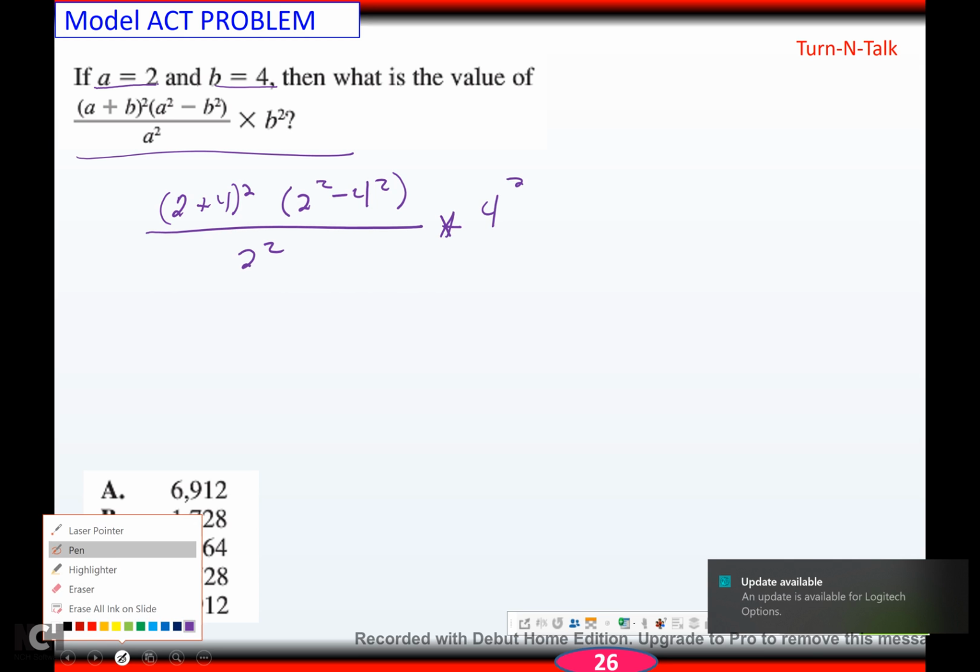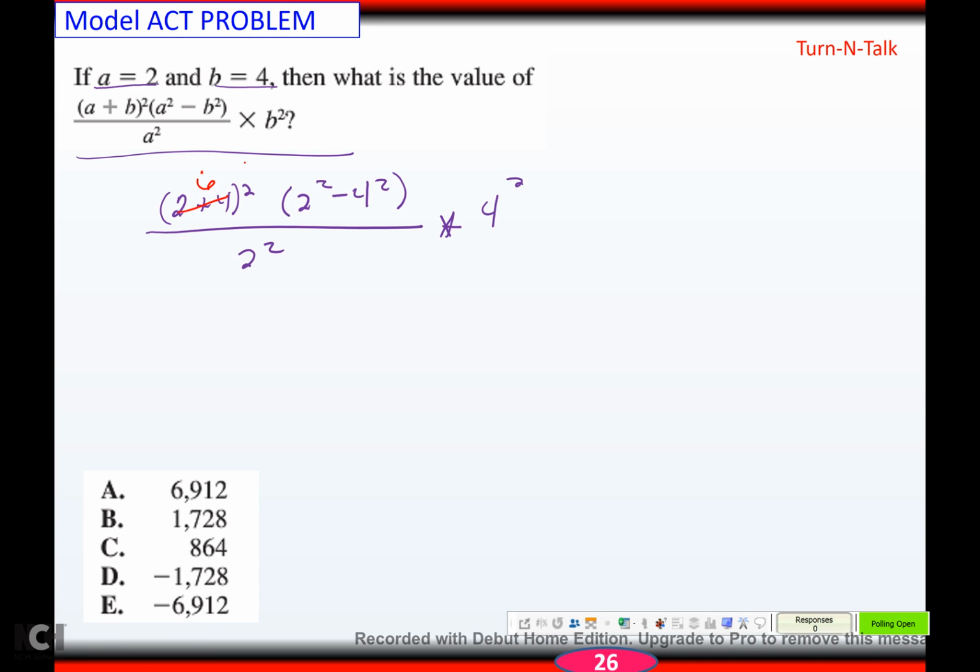Alright, so if I simplify that, 2 plus 4 is 6, squared is 36. 2 squared is 4, minus 4 squared is 16, is negative 12. 2 squared is 4, and 4 squared is 16. So if I multiply 36 times negative 12, I get negative 432 over 4 times 16.